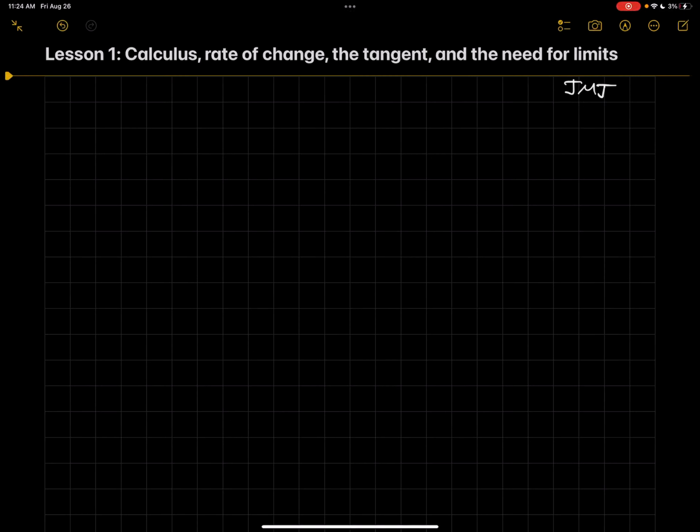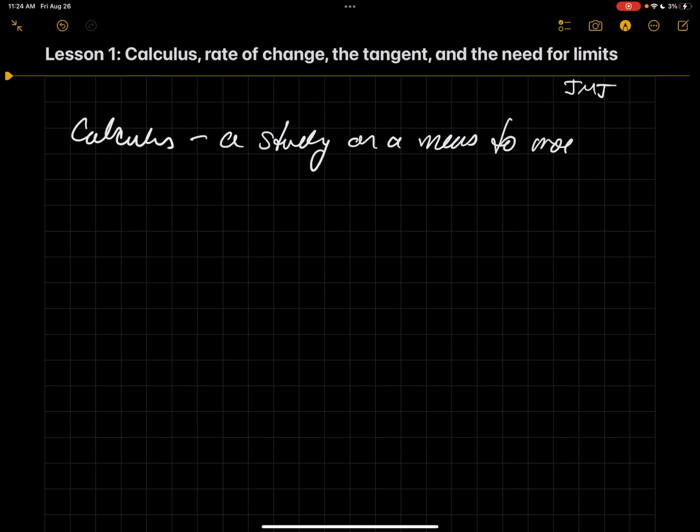Howdy, and welcome to Lesson 1 of Calculus, where what we talk about is calculus, rate of change, the idea of the tangent, and consequently the need for limits. So first of all, what is calculus? Calculus is basically a study or a means to model rate of change.